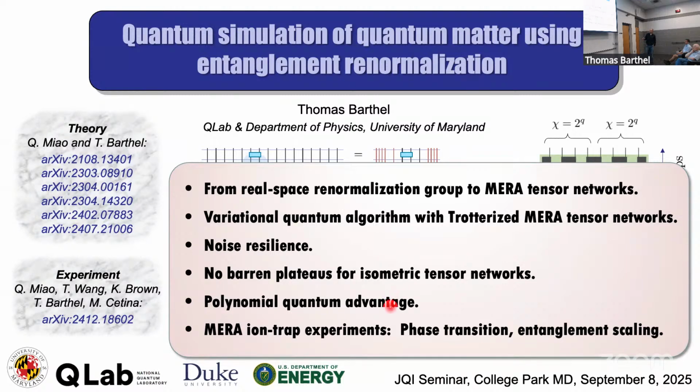I will also show you some first experimental results on ion trap devices, where we really nicely saw a phase transition with a really sharp onset of the order parameter, and were also, I think for the first time, able to distinguish different entanglement scalings as you go through the phase diagram, crossing a quantum phase transition.